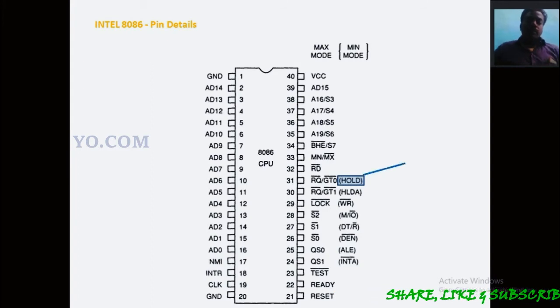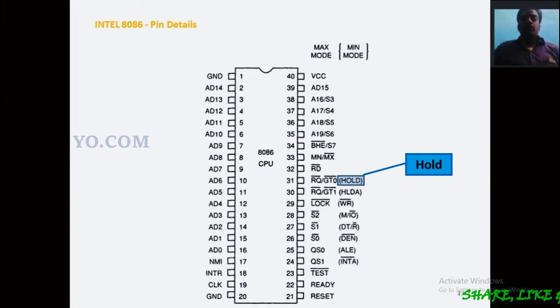Then HOLD. HOLD is a minimum mode signal. Here we have two modes, the basic configurations of the microprocessor: maximum mode and minimum mode. Pins 24 to 31 are multi-purpose pins; they perform differently in maximum mode and in minimum mode. We will study maximum mode and minimum mode in the next classes. Today these are the minimum mode signals.